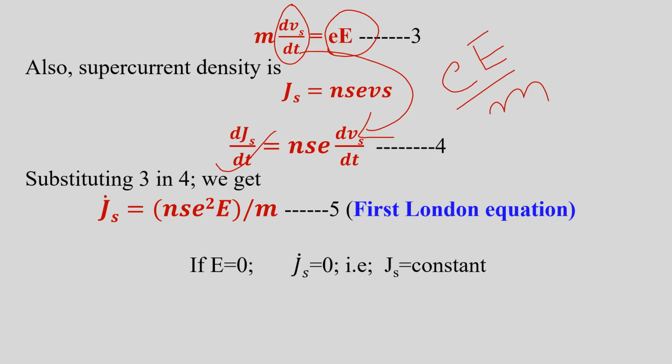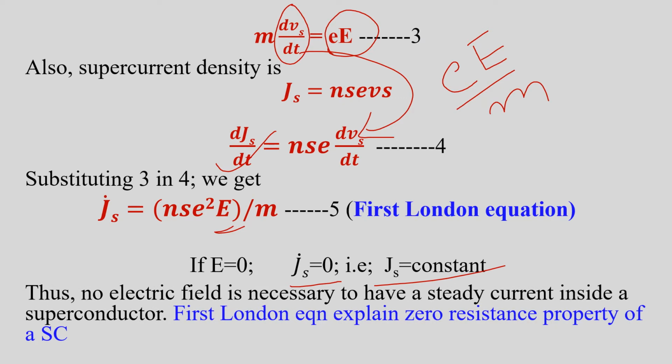If E equals 0 in this equation, we get Js dot equals 0, that is, Js is a constant. Hence, no electric field is necessary to have a steady current inside a superconductor. The first London equation explains the zero resistance property of a superconductor.